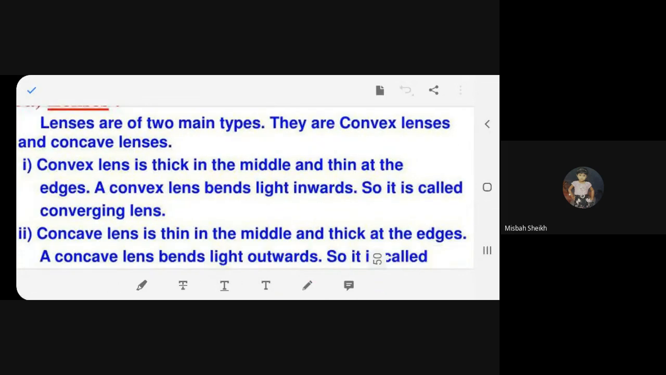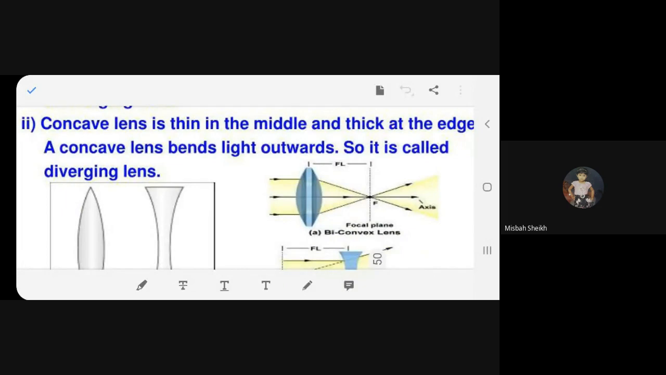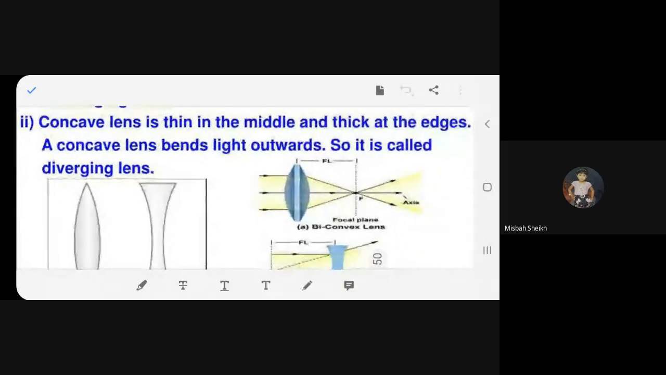Now we come to the concave lens. Please read. Concave lens is thin in the middle and thick at the edges. The concave lens bends light outwards, so it is called a diverging lens. Okay. Now you change, don't close, but make it just the opposite. You touch your hands with the outside of the palm and see how it becomes. Your fingers go away from each other. Yes or no?